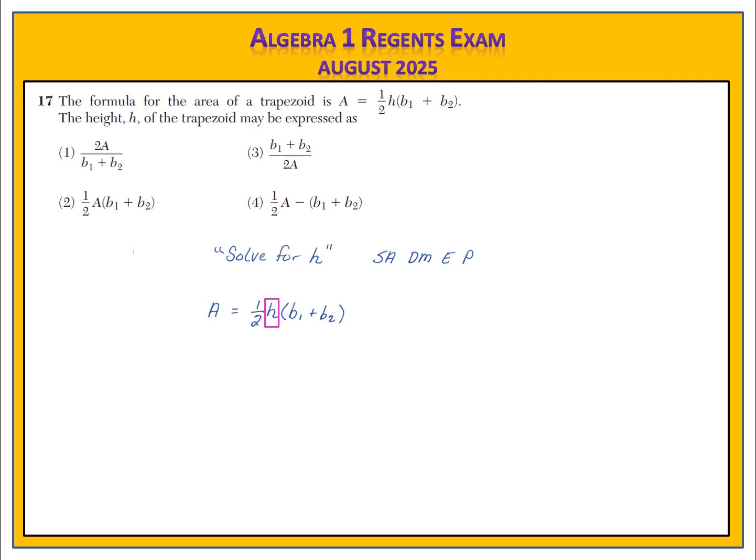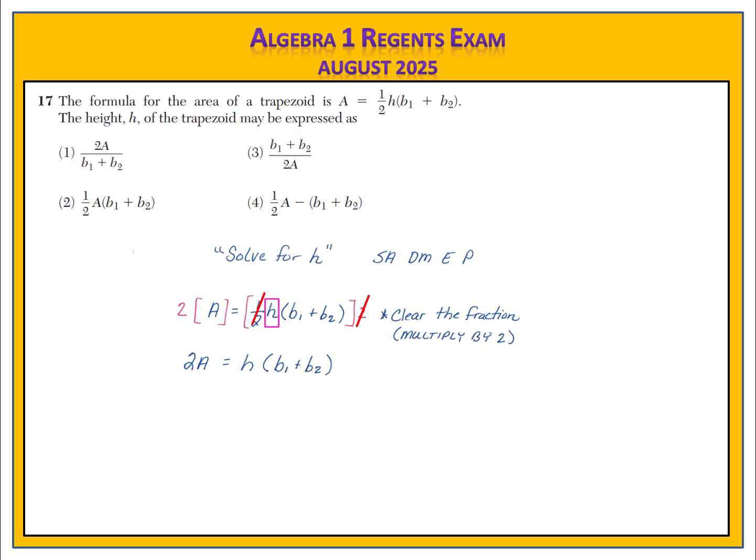I want to get rid of that fraction, and so I begin by clearing the fraction out by multiplying both sides of the equation by 2. On the right-hand side, the 1/2 and the 2 cancel out. They multiply to 1 effectively. On the left, I have 2a. On the right, I have h times (b1 plus b2).